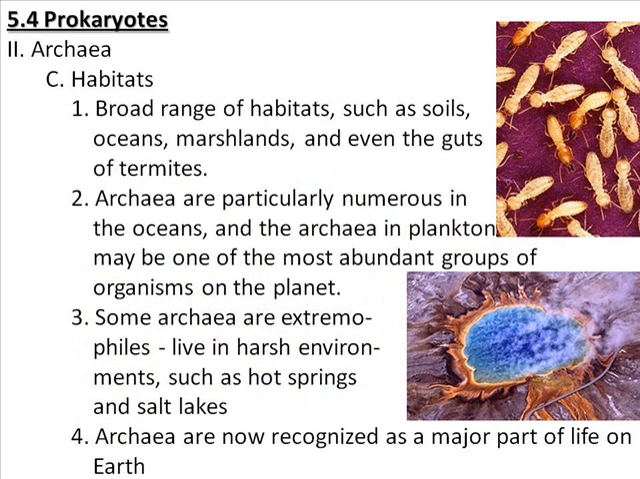Archaeans have a number of habitats, such as soils, oceans, marshlands, and even in the guts of termites. In fact, they are responsible for allowing termites to digest wood. Archaea are particularly numerous in the ocean, and they actually take up an abundant population in the plankton. And as a result of this, Archaeans may be one of the most diverse and most abundant organisms on the planet.